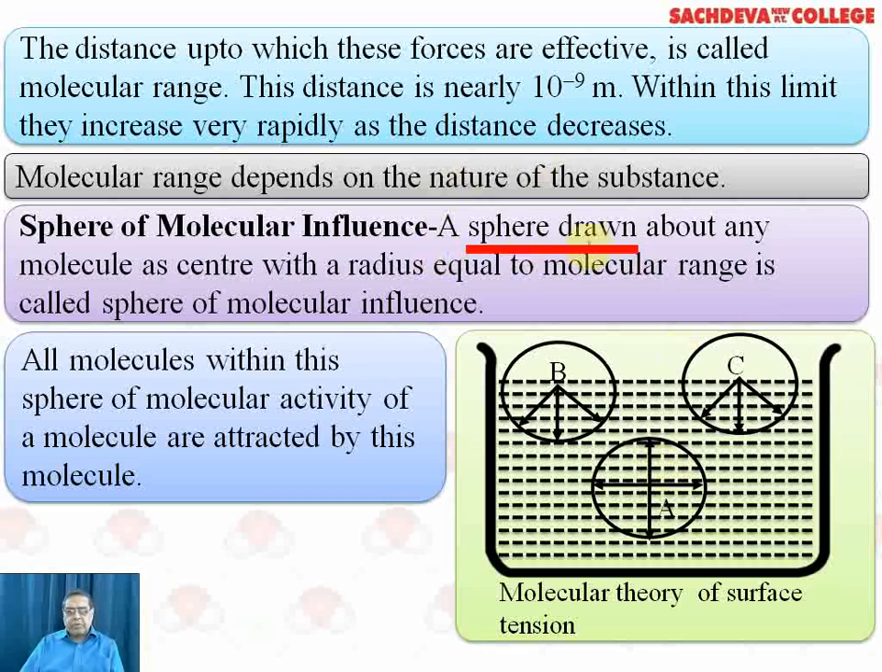A sphere drawn about any molecule as center with the radius equal to the molecular range is called the sphere of molecular influence. All molecules within the sphere of the molecular activity of a molecule are attracted by this molecule. This is known as the molecular theory of surface tension. So this is indicated in the given figure, that is the sphere of influence, that is the inner molecule has the tendency of influencing B and C.